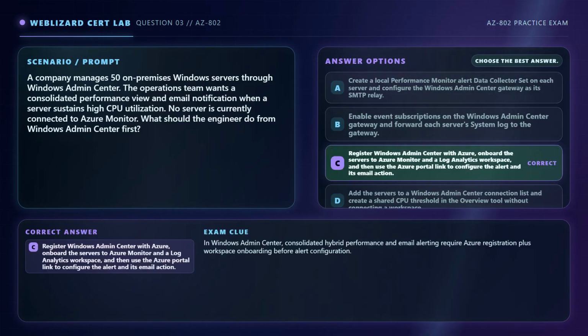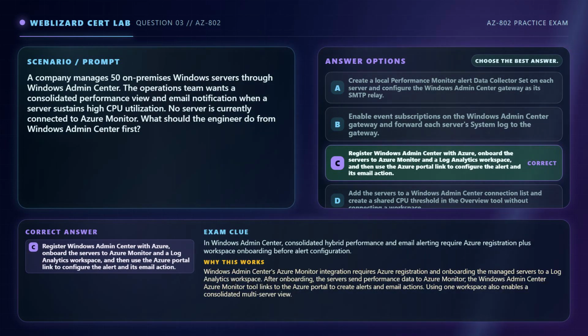The correct answer is C. Register Windows Admin Center with Azure, onboard the servers to Azure Monitor and a log analytics workspace, and then use the Azure portal link to configure the alert and its email action. Windows Admin Center's Azure Monitor integration requires Azure registration and onboarding the managed servers to a log analytics workspace.